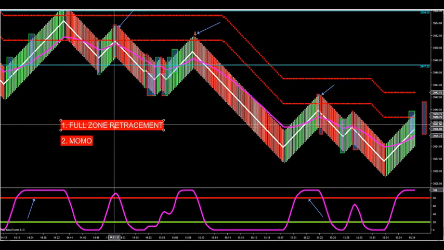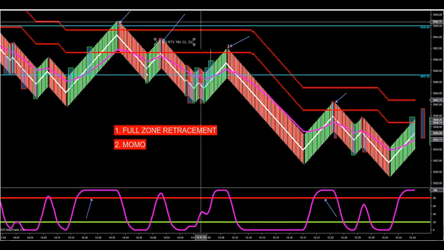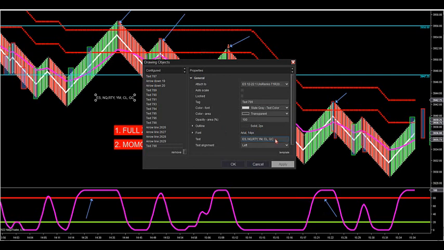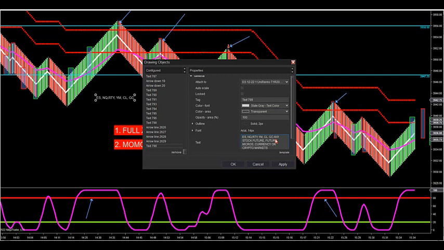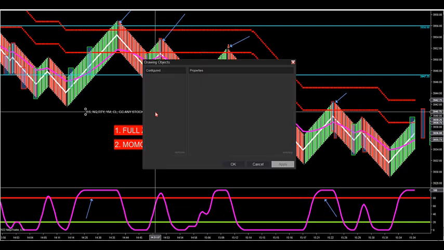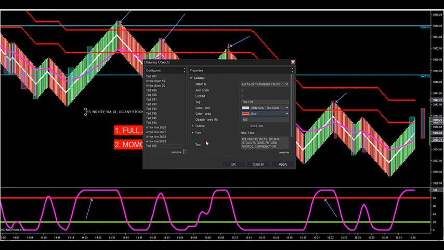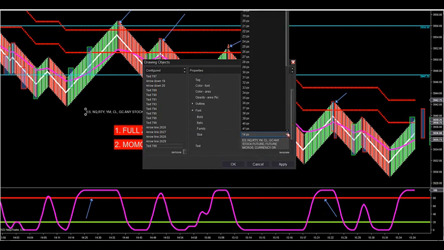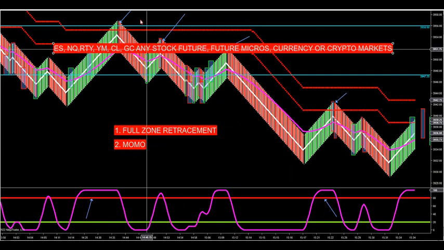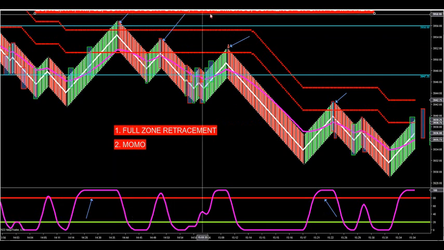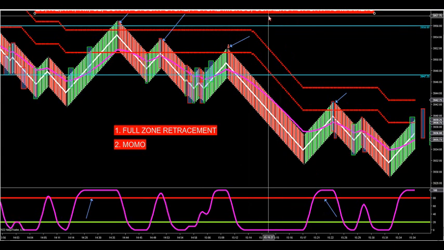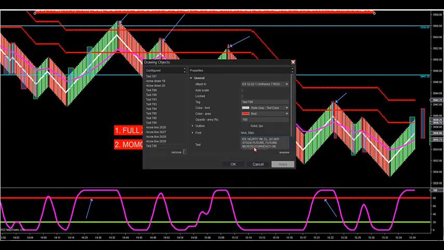I don't care what market you look at: any stock, future, micros, future micros, currency, or crypto markets. It's the same setup on all of them. It doesn't matter what market you're looking at. These two setups occur over and over on a daily basis. Either you're going to get a full retracement or a momentum retracement. It's going to be one of the two. And I'm sorry, it works on Forex also. The only thing that doesn't work on Forex is market profile.